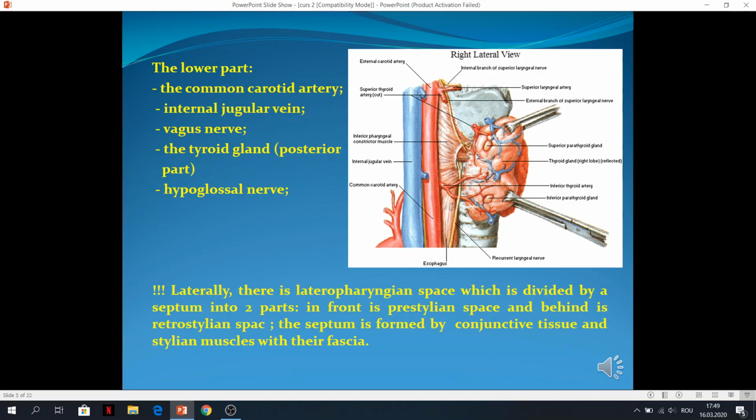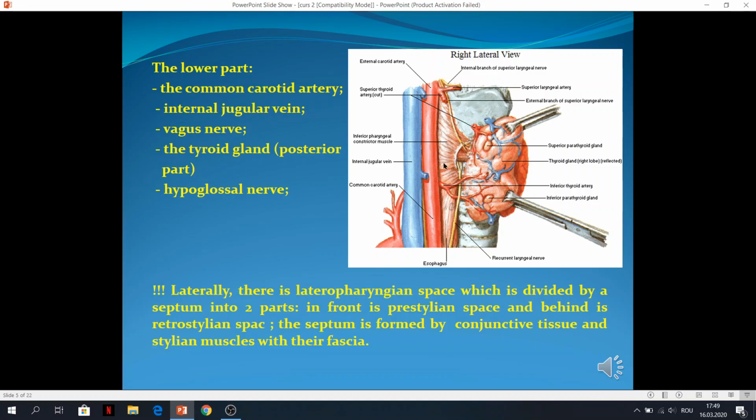Okay, another relation is with the thyroid gland. This is a lateral view. This is the inferior part of the pharynx. Right here we can see a part of the larynx. Please don't confuse pharynx with larynx. So it's visible that the pharynx has relations here with the posterior part of the thyroid gland.